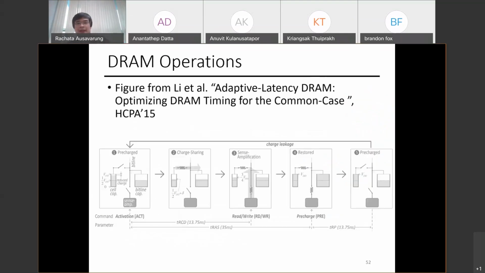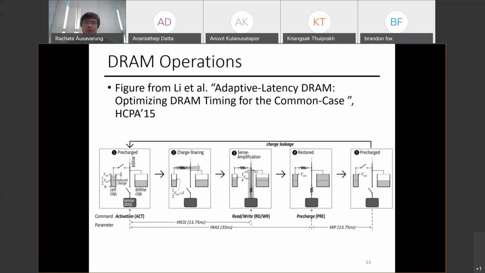And if I look at the physical operation, I'm borrowing this from my friend's figure in his paper in 2015 because I don't want to redraw this. It's already been nicely drawn. Let's go through some physics. Do you know what a capacitor is?